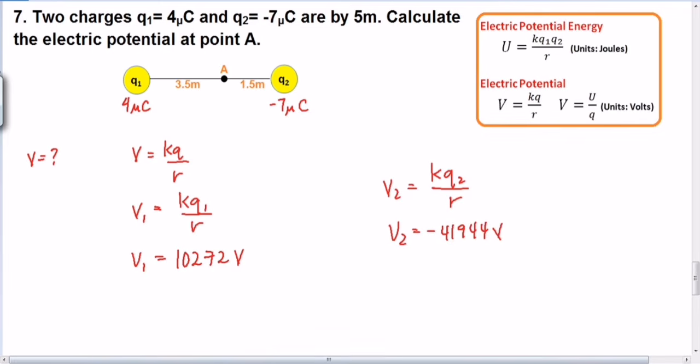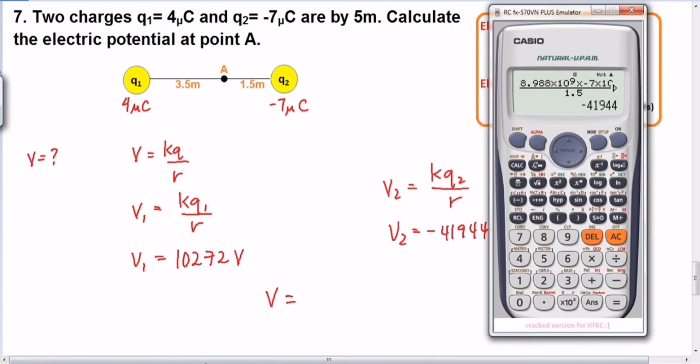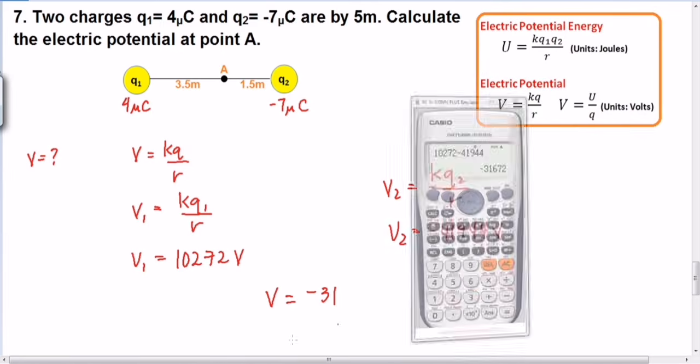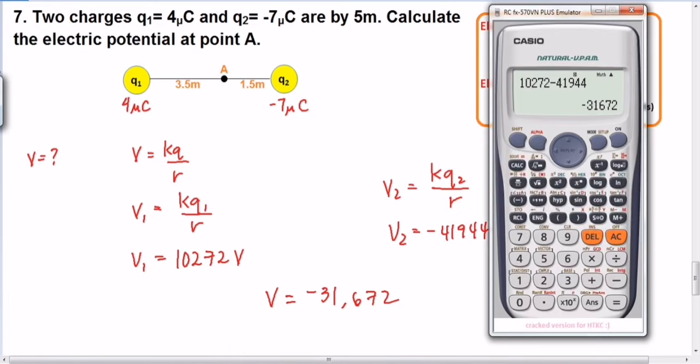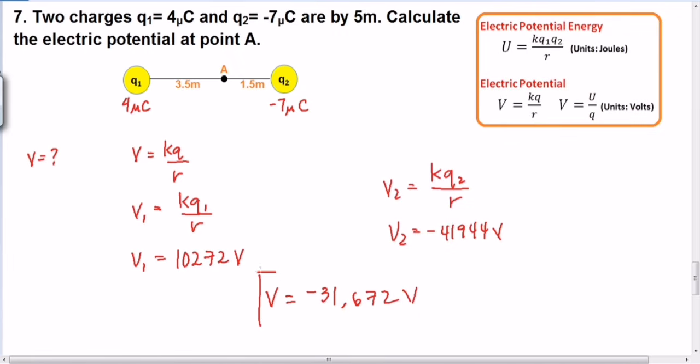volts. Okay? So pagkatapos niyan guys, para makuha nyo yung total electric potential, yung net electric potential, a-add nyo lang to. Okay? So wala namang direction to, katulad sa Coulomb's law. So, add nyo lang siya as is. So positive yung isa, so positive 10,272 minus 41,944. So, the answer is negative 31,672. Tama ba? Okay. Volts. So, this one is our final answer. Okay? So, yun.